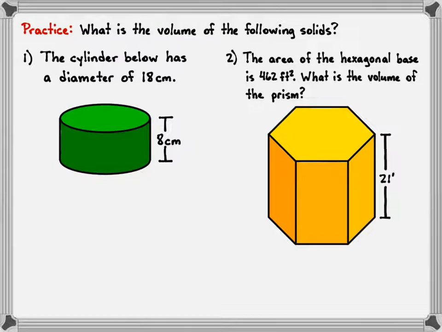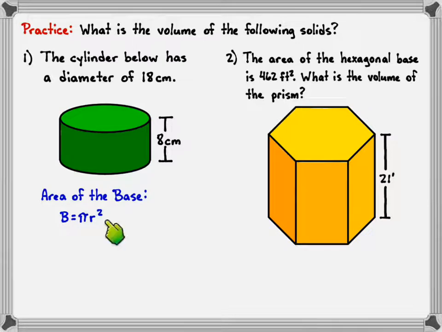The base shape is a circle. Notice, this is a cylinder that's standing up. It's not laying down. So what's the bottom shape? The bottom shape is a circle. So let's find the area of the circle. The area of the circle is pi r squared.